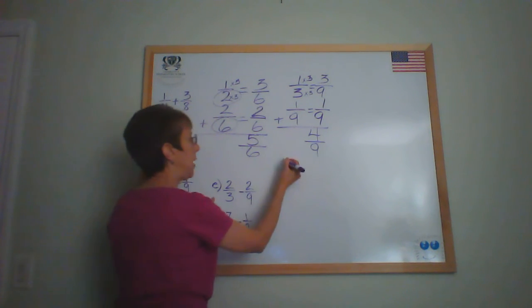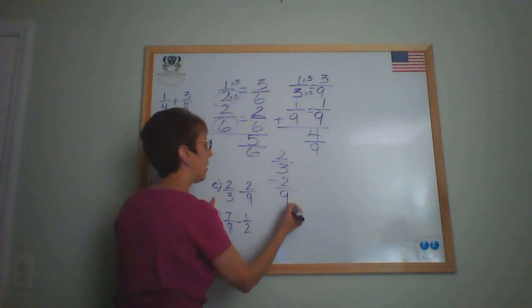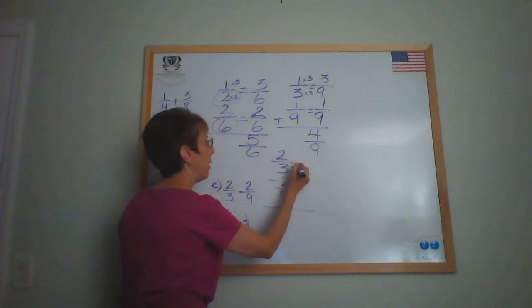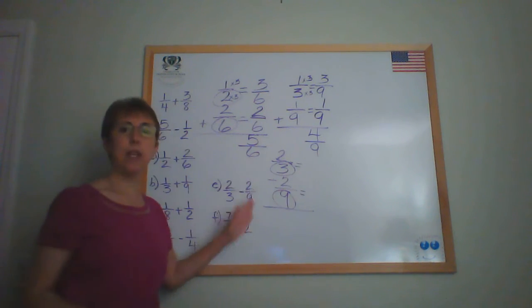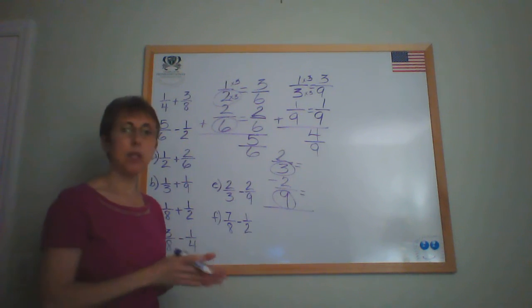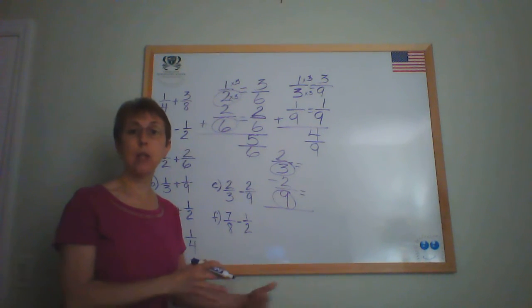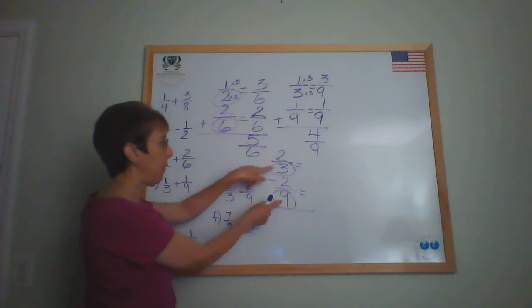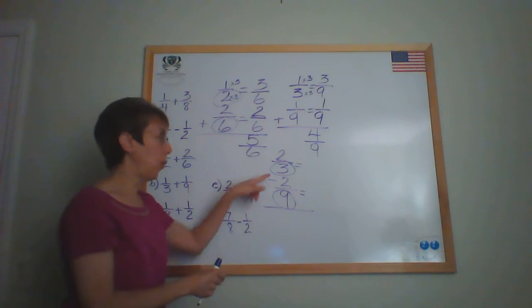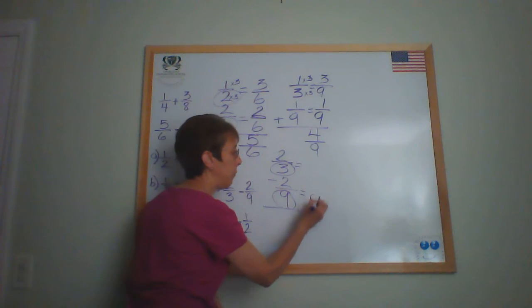So problem E, we have 2/3 minus 2/9. All right, and then we take a look at our denominators, 3 and 9, and we have to decide what's the relationship between 3 and 9. Which of those two denominators can we multiply by something else to equal the other denominator? So we have thirds and ninths. You know that you can multiply 3 by 3 to equal 9. So we're going to keep the ninths then.